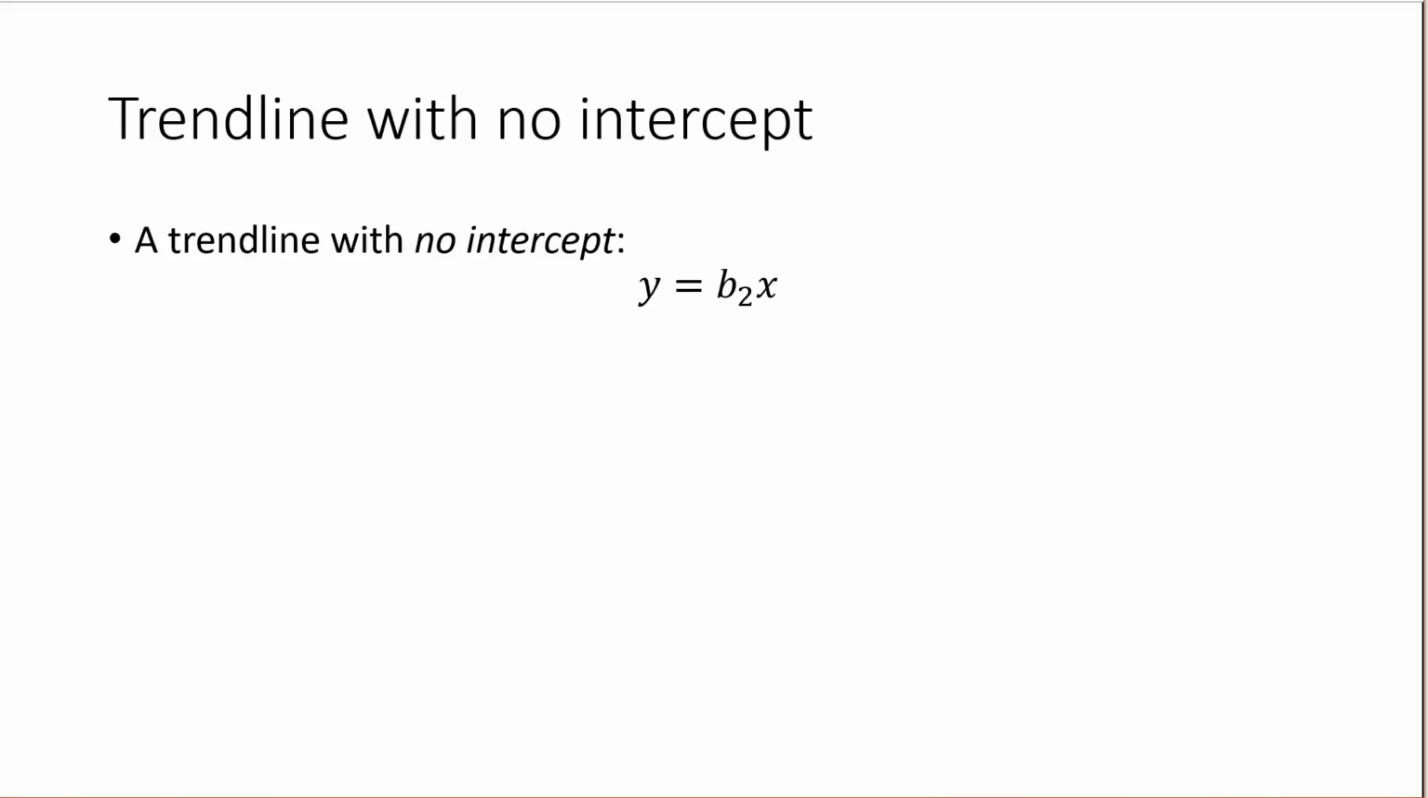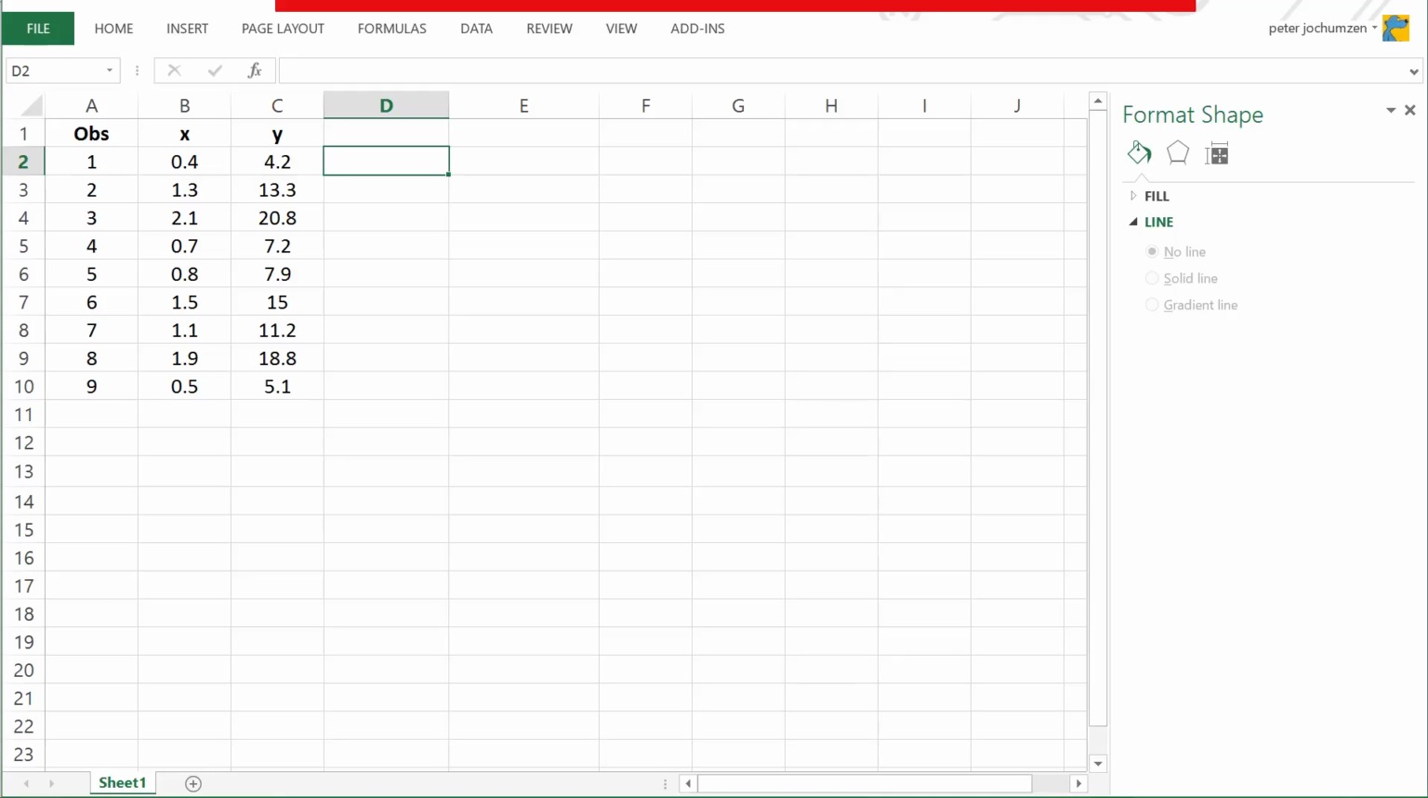Compare that to the general linear trend line with an intercept, which is given by y is equal to b1 plus b2 times x. So the first question is then, why would you like to force the intercept to be zero? Well, the answer is that you could have a theoretical argument for that. Here is a simple example.